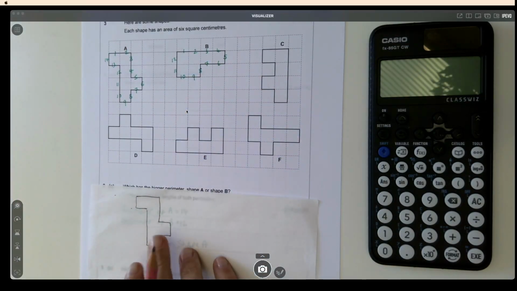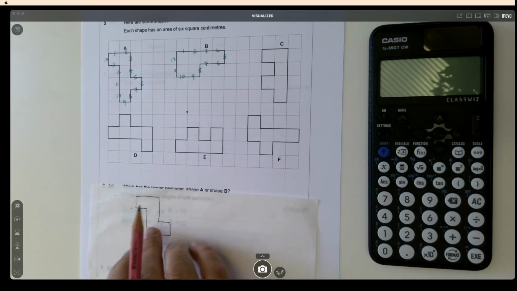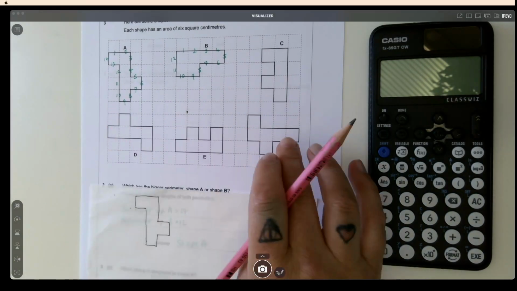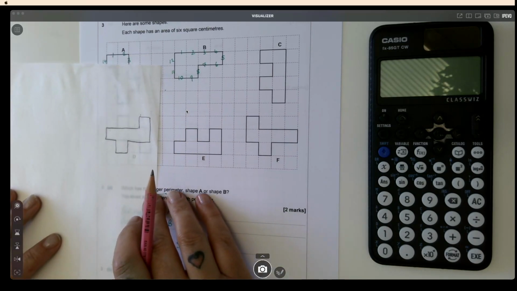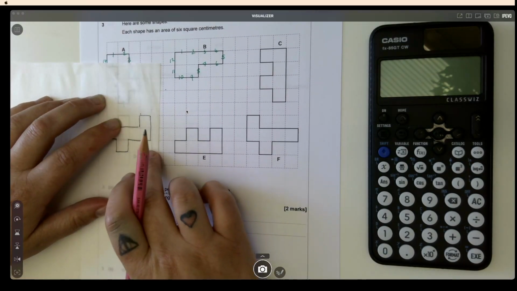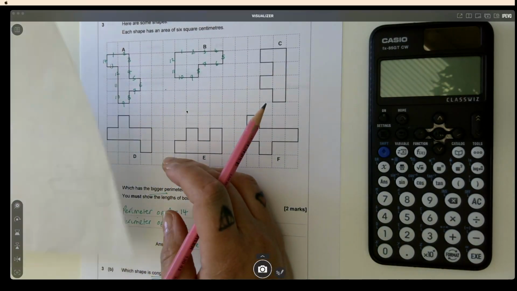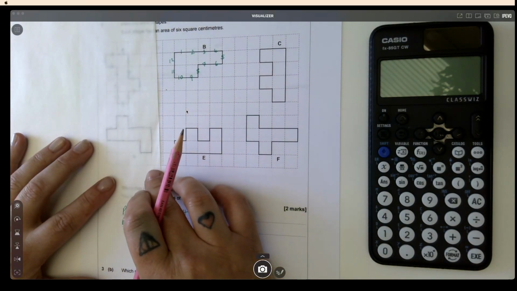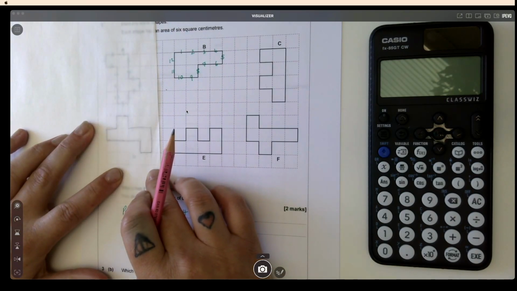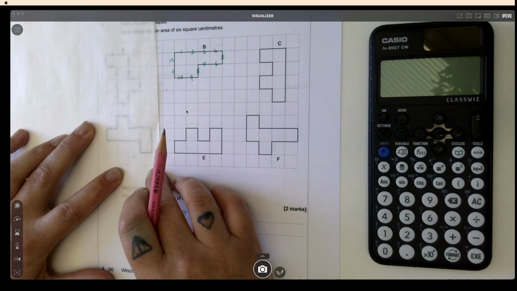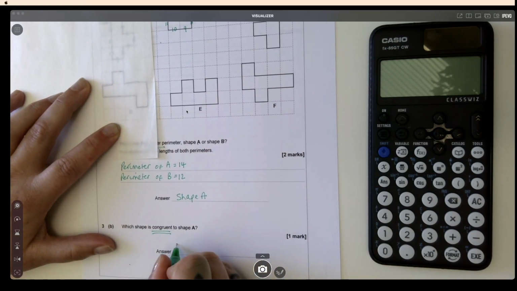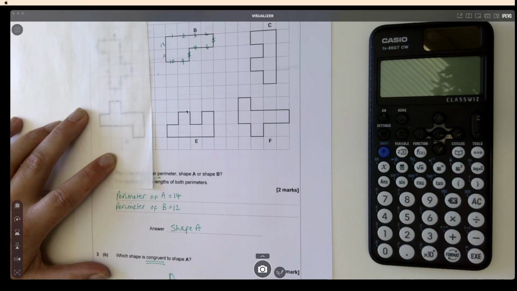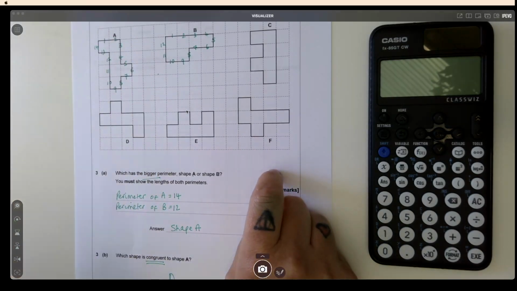So we're going to use this piece of tracing paper and see if we can fit it exactly on top of either of these. So let's start with shape D. If I stick it like this at the moment, it doesn't match. If you can see there, those squares. But if I flip it over, it fits on top exactly. So that tells me that A and D are congruent. So I'm going to pop D on the answer line and double check F.